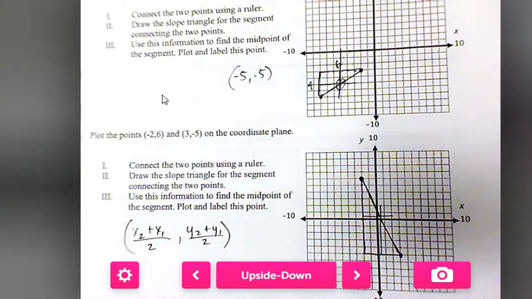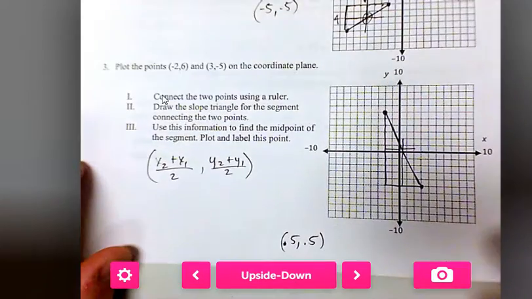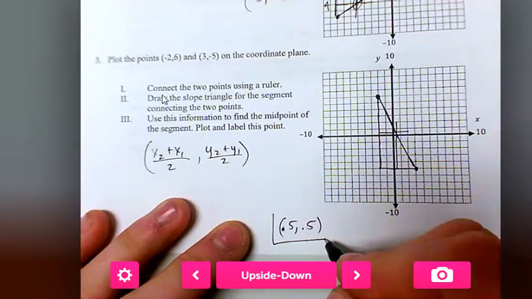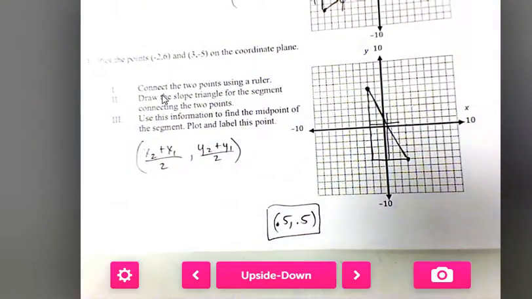Okay, let's go over number 3, guys. All right, here we go. Okay, so you should have gotten this right here. (0.5, 0.5). Yeah, that's what I got. Okay, so Mr. B, how did you do that?